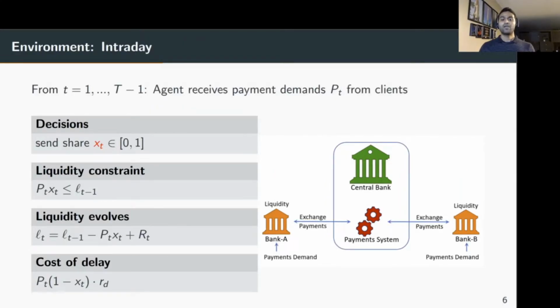The intraday procedure is outlined in the schematic shown on the right. Let's discretize the day into T intraday periods. In each of these periods, the agent receives payment demand PT from their clients. Also, in each period, the agent has to make a decision on how much to send. It is denoted as XT in the first equation.